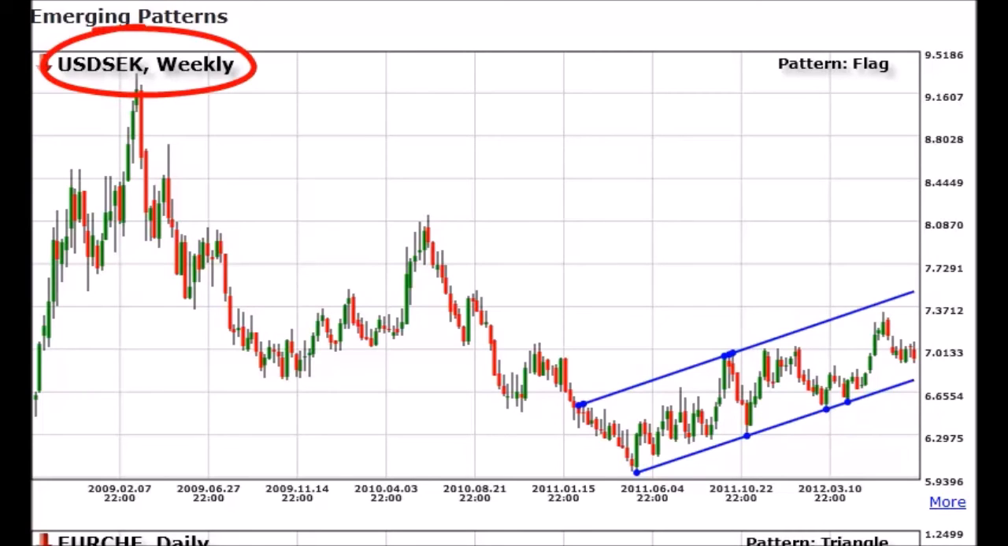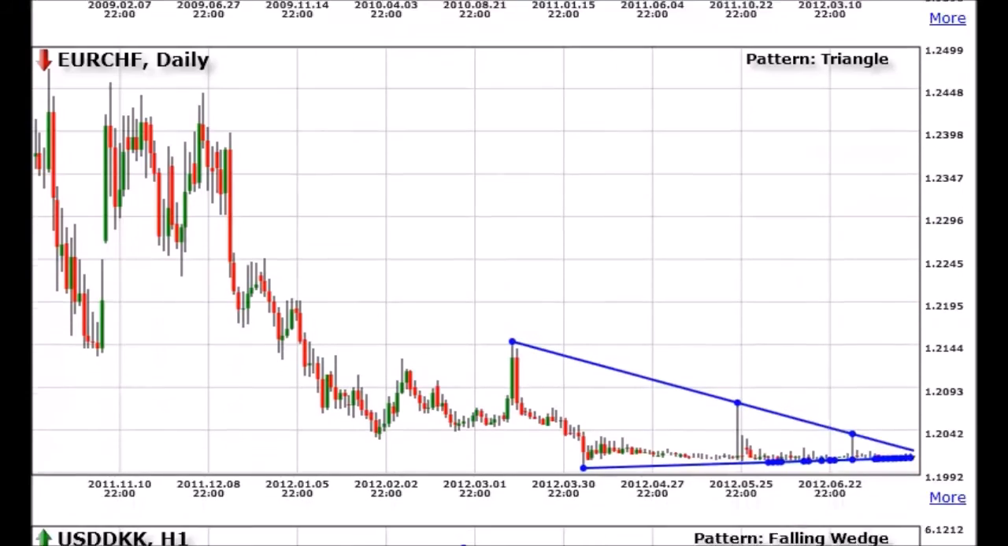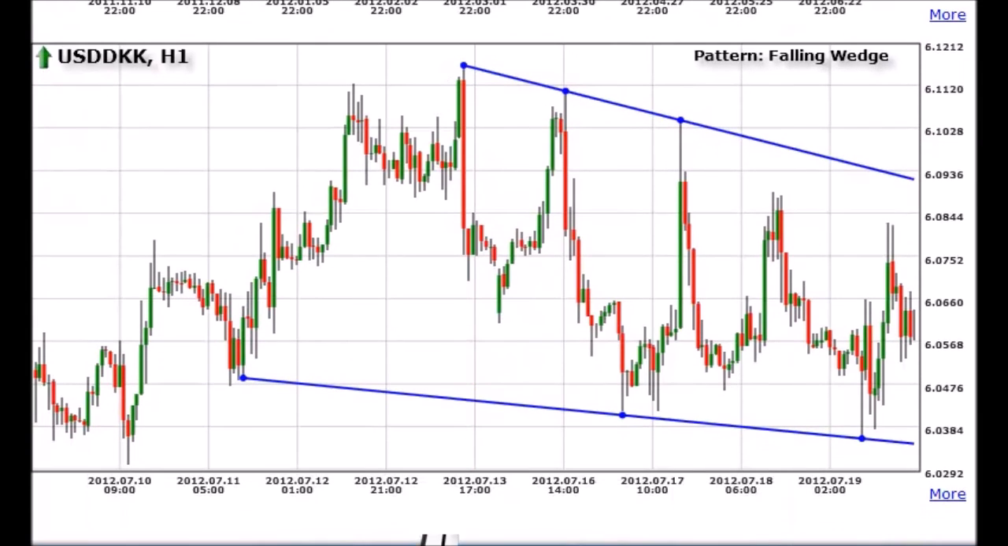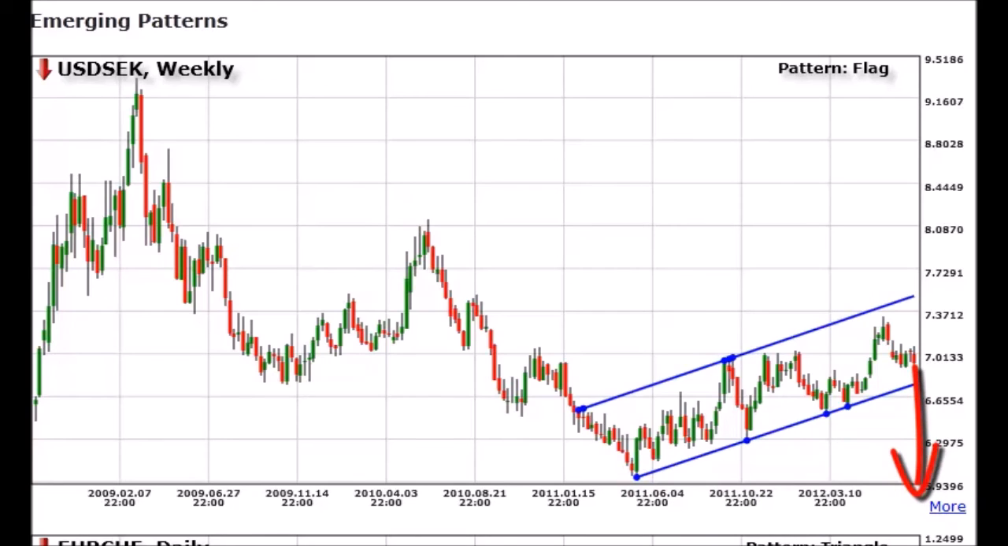Here's the pair and the time frame and the pattern name: flag, triangle, falling wedge, so on. Notice that there are often more than two touching pairs on the trend line. This is because the recognition algorithm is very good. When the price breaks through the trend line, it's likely to continue in the same direction. So you can enter the orders just above or below the trend line depending on the overall trend.